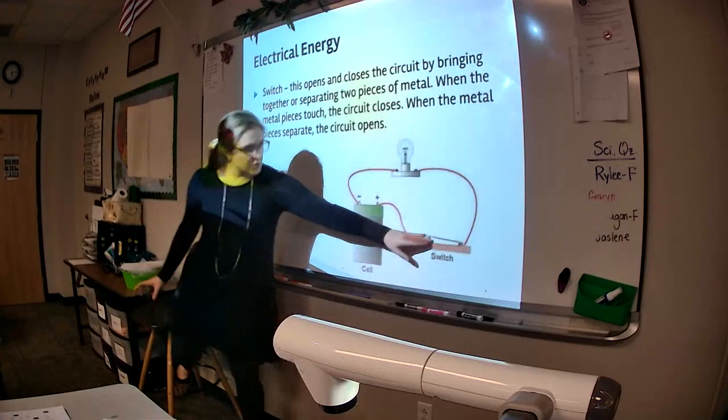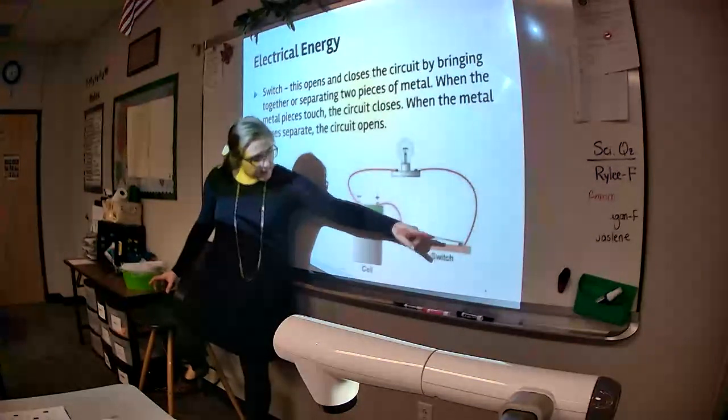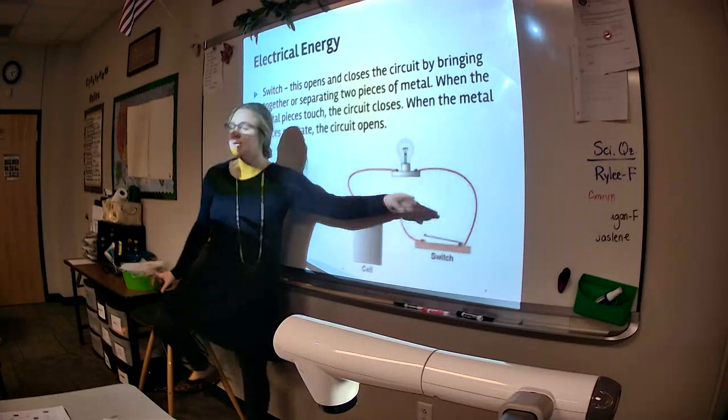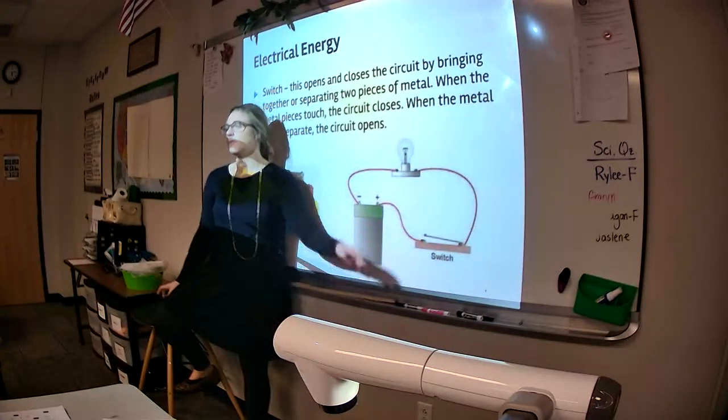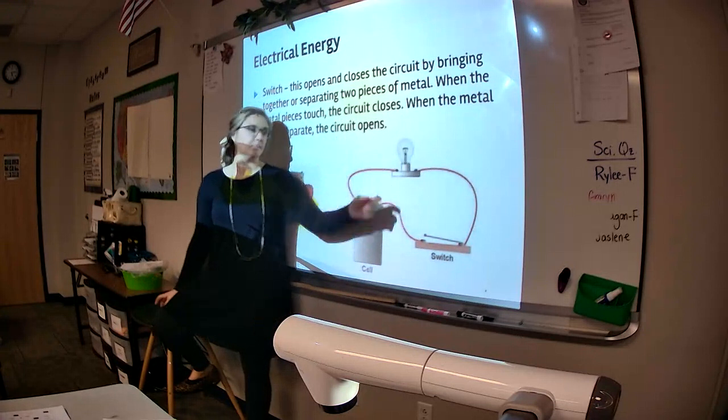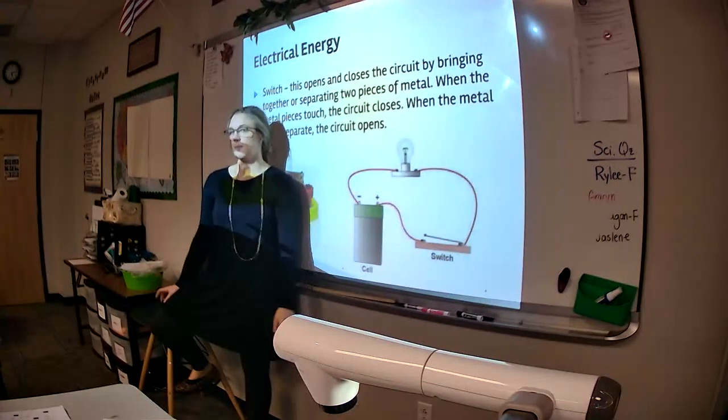Here, the switch is the same way. Because the switch is up and these two parts are not connected, it's open. But the minute you push this down and close it, the circuit would be on. Light bulb turns on. Close. Yes, thank you. We have the closed circuit.